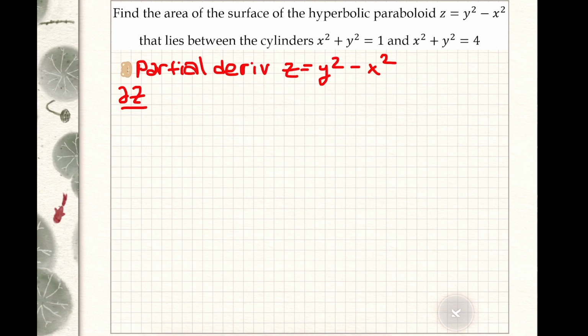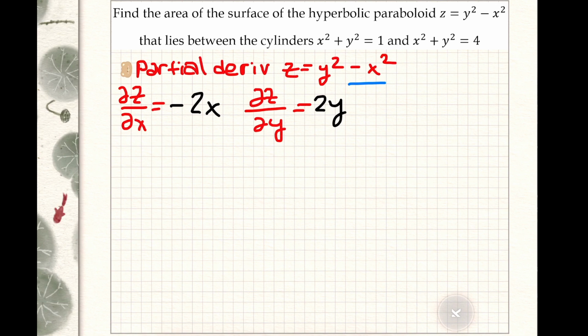So the partial derivative in terms of x, we're treating y as a constant. So it's like we're just having negative x squared. And that would be negative 2x. Don't forget the negative. Now the partial derivative in terms of y, that's 2y.